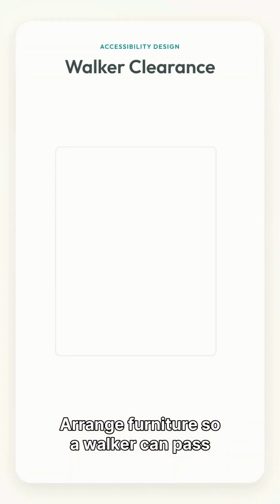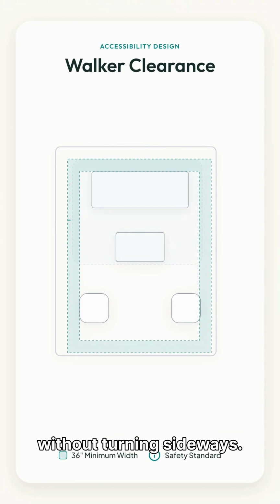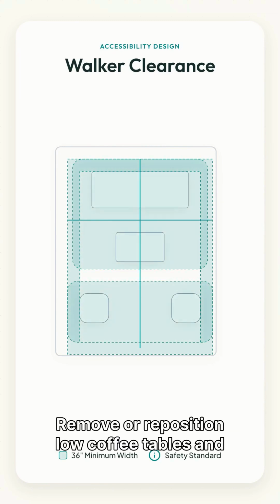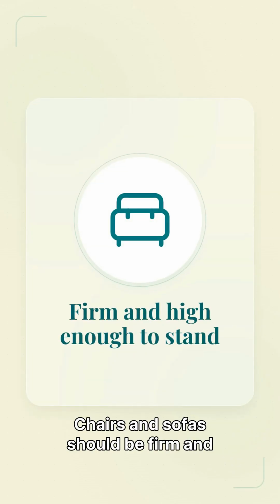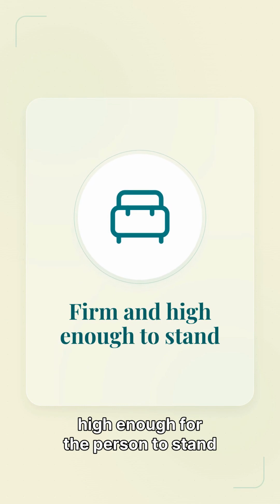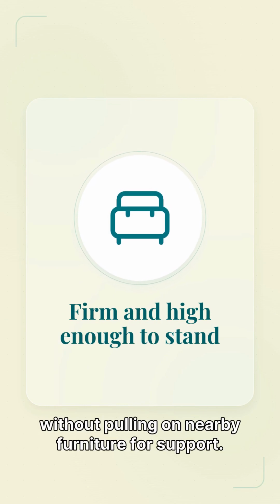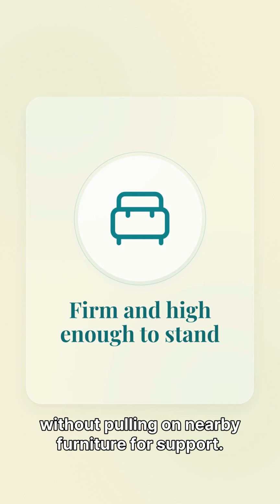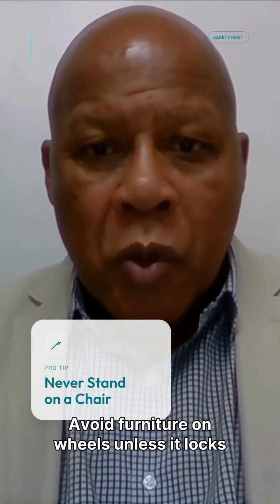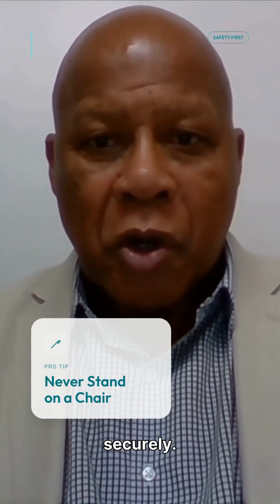Arrange furniture so a walker can pass without turning sideways. Remove or reposition low coffee tables and unstable footstools. Chairs and sofas should be firm and high enough for the person to stand without pulling on nearby furniture for support. Avoid furniture on wheels unless it locks securely.